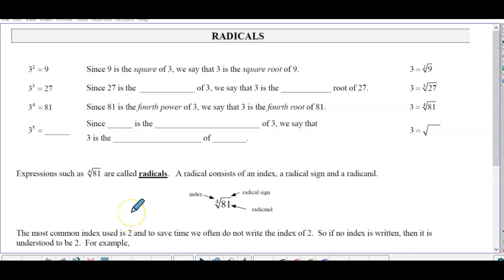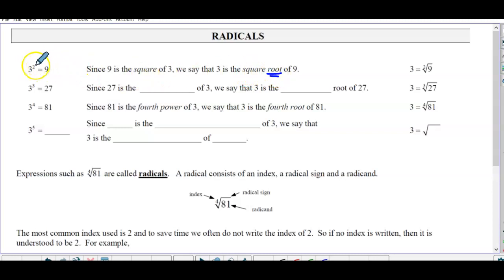Okay, the second note sheet of this unit is all about radicals, and really the beginning part should be a review from your junior high math, and then we'll get into a little bit more challenging simplification questions. So just a reminder, 3 squared is 9. Since 9 is the square of 3, we say 3 is the square root of 9. So just be careful. Sometimes people get mixed up between square root and square.